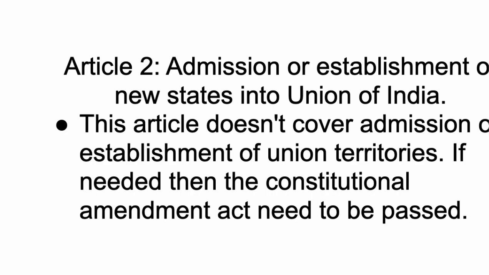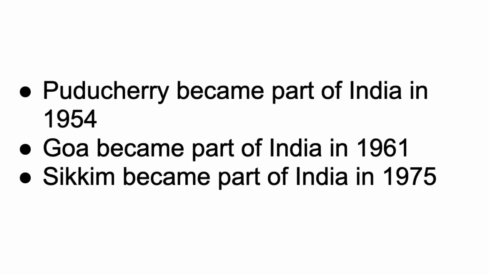In case a Union territory needs to be established or admitted, then a constitutional amendment act should be passed under Article 368. So, under this article, Puducherry became part of India in 1954, Goa became part of India in 1961, and Sikkim became part of India in 1975. All these territories were once ruled by foreigners.